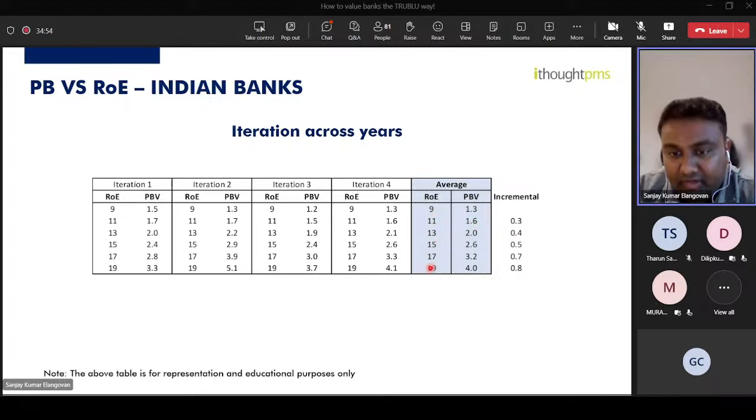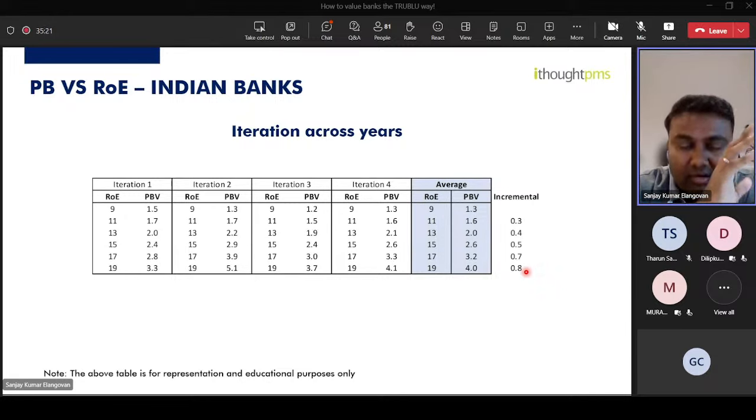For every 2% increase in ROE from 9 to 11 to 13 to 15, look at the jump in price to book. The first 2% ROE jump is 0.3. The next is 0.4, then 0.5, and it goes up to 0.8, which means the higher the ROE, the more exponential the price to book multiple. So a bank makes a lot of money when it goes from 9% ROE to 15 to 17% ROE.